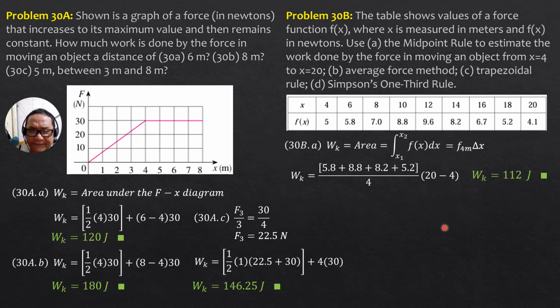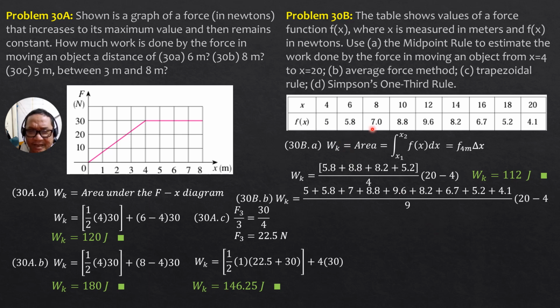By the average force method, we simply get the average of these forces divided by 9, then times 16, 20 minus 4. So the average is quantity 5 plus 5.8 plus 7 plus 8.8 plus 9.6 plus 8.2 plus 6.7 plus 5.2 plus 4.1 divided by 9 times quantity 20 minus 4, and it is equal to 107.4 joules.